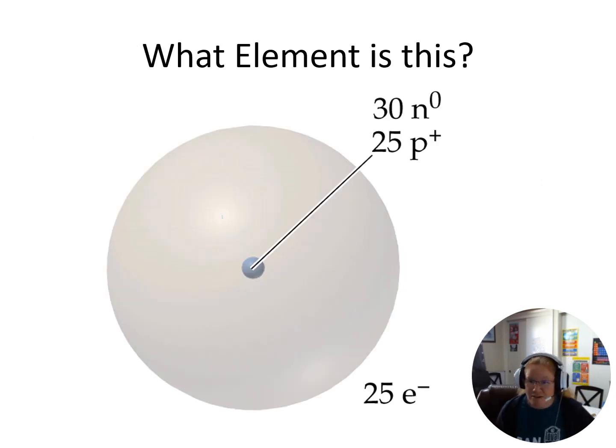All right, so here's one. Now let's figure out what element this is. So I have some clues on here. I have 30 neutrons, I have 25 protons, and 25 electrons. So remember, the number of protons is the atomic number. So that's where I'm going to go over to my periodic table, and I'm going to take a look. I'm going to look for number 25. The element with atomic number 25 is manganese. So this element is manganese.